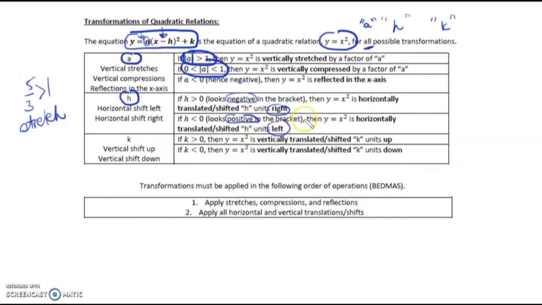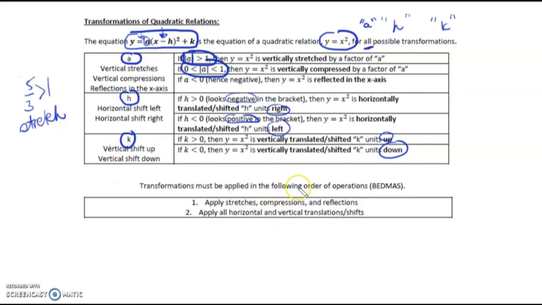H is less than 0, and it's going to the left. Okay, you'll get lots of practice with this. So if it's not memorized, it will be soon. Okay, and then k shifts it up or down. If k is greater than 0, we're going up. If k is less than 0, we're going down. Okay, so the k is straightforward.